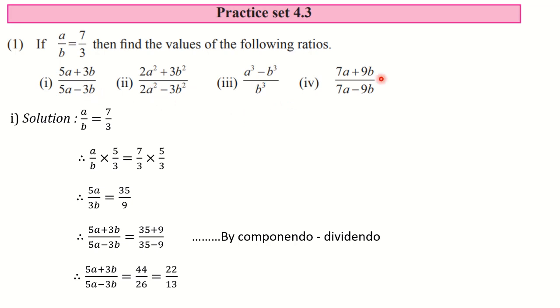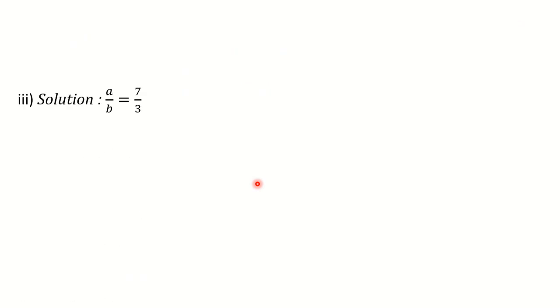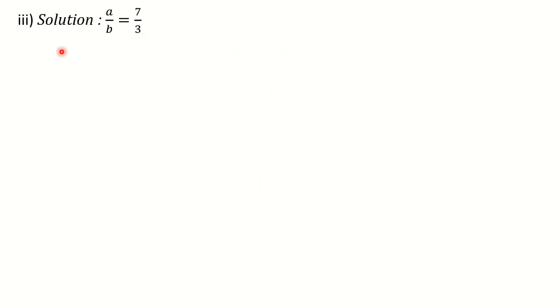Here everywhere you can see componendo dividendo is used, but here you can see the property of dividendo is used. This is our final step, and we have to start with this. So let us start with a upon b is equal to 7 upon 3. Third one we are solving. In the question we have cubes in both the places, so we have to go for cubing it. Okay, let us do that.